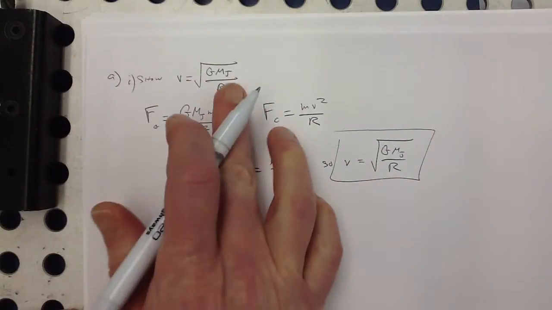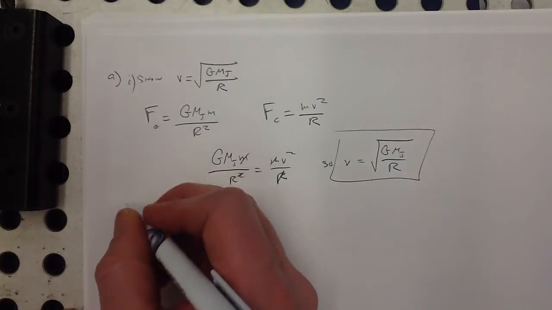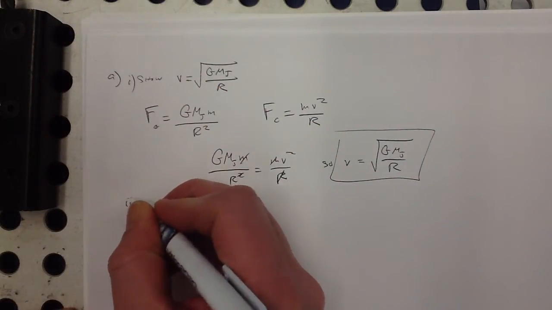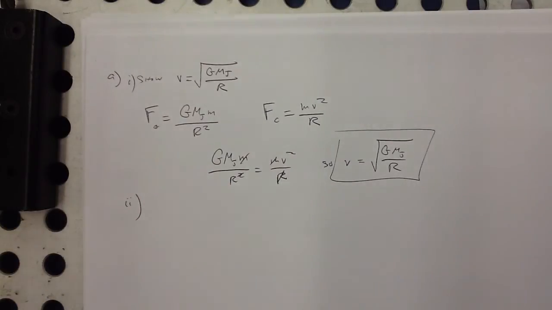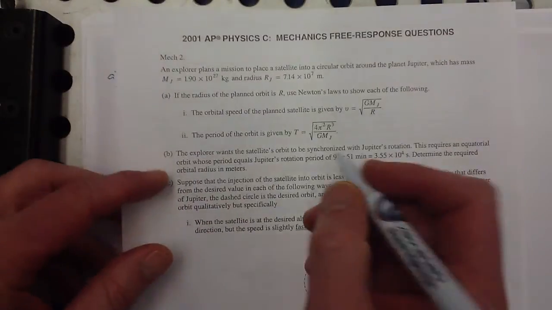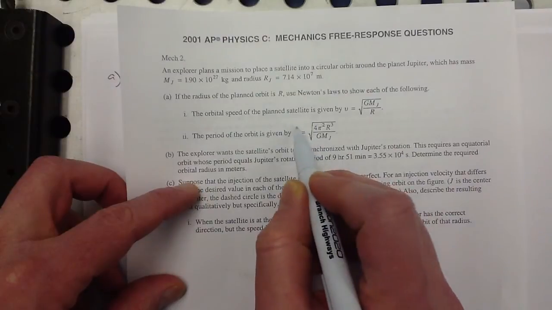Even if you already know that formula, you can't just state the formula. That's not showing anything, since they gave it to you. And then they want you to also show that the period is equal to, basically, Kepler's third law solved for T.